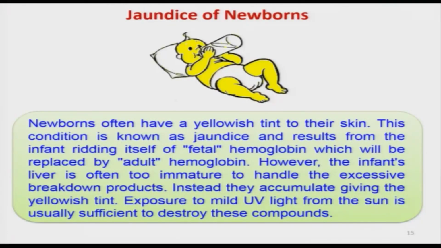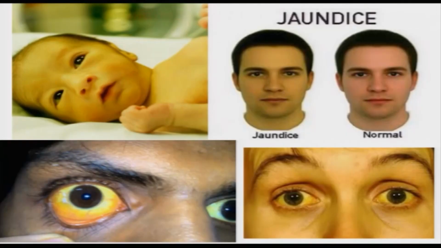So, it is very common for the newborn baby, and of course, upon exposure to mild UV light from the sun, it is usually sufficient to destroy this compound. That is the reason in the village you see that mothers expose their babies to the sunlight. Now, if you have excess bilirubin in your body, it creates a disease called jaundice. You can see a person having jaundice and a normal person, and his skin color turns yellow, particularly the eyeballs, and the baby also turns yellow.